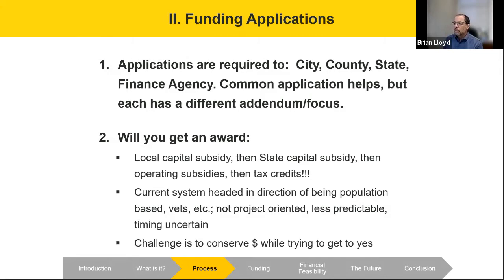So funding sources could include city, county, state, the local finance agency. In our state, it's the Washington State Housing Finance Commission. And generally you start local and then go to the state level and to the tax credits last.